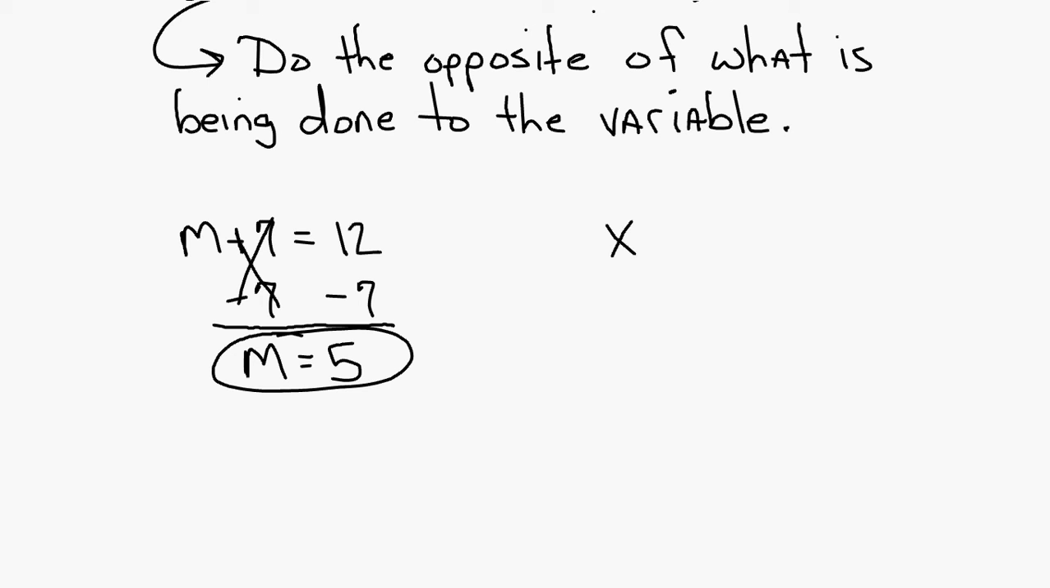If your variable is being subtracted by 9, what would you do here to solve for x? Yes? Add 9 to both sides. Very good, because that is the inverse operation of subtracting 9. The 9's cancel each other out. The x falls down. And 19 plus 9 is 28.